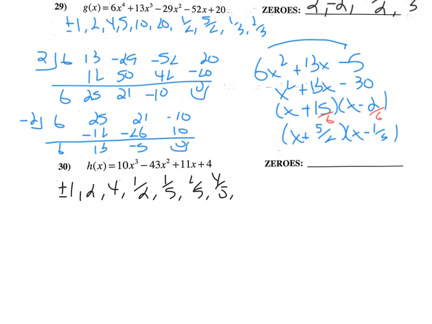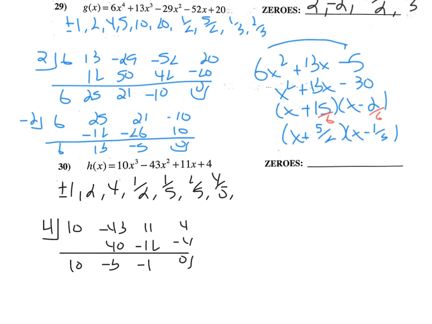All right, looks like it crosses at 4. So I'm going to try the 4, 10, -43, 11, 4. 4 times 10 is 40. Add. That's -12. Add. That's -4. Boom. That leaves me 10x squared minus 3x minus 1.